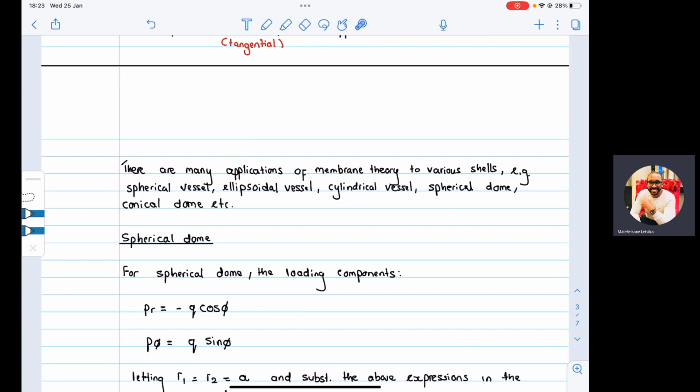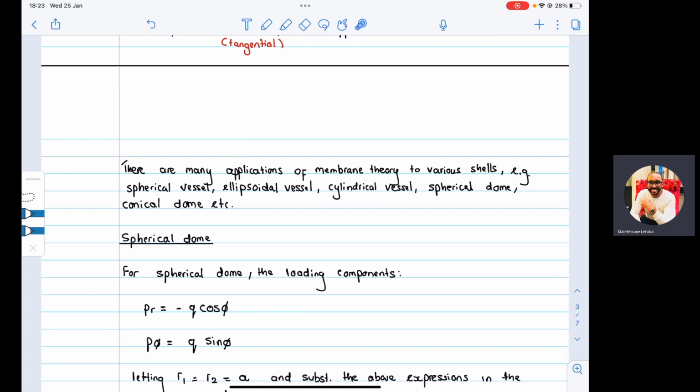We have shells that have positive Gaussian curvature, which we call synclastic shells, and then we have shells that have negative Gaussian curvature, and we call them anticlastic. And that's the type of shell. When I say the hyperboloid of revolution, it's that silo. It assumes that hyperboloid type of shape.